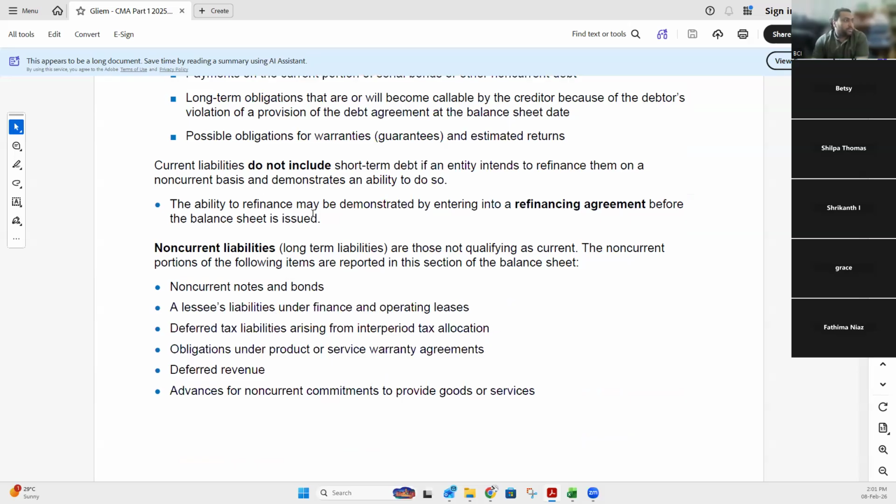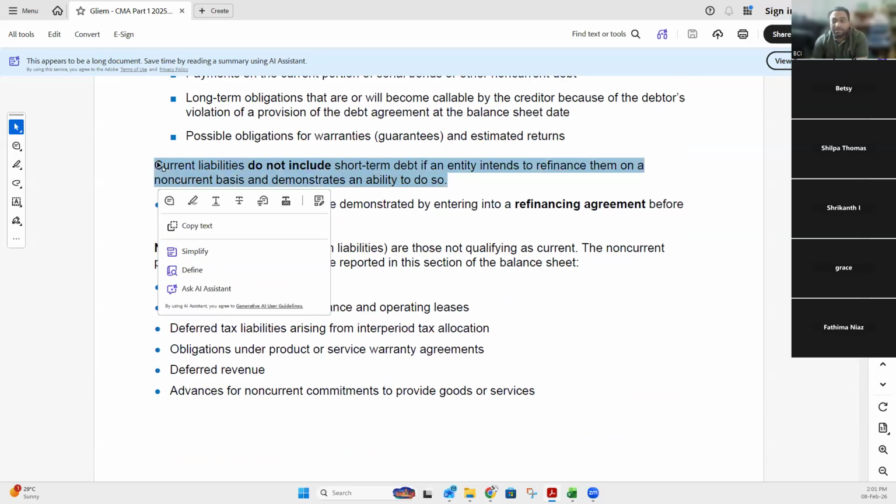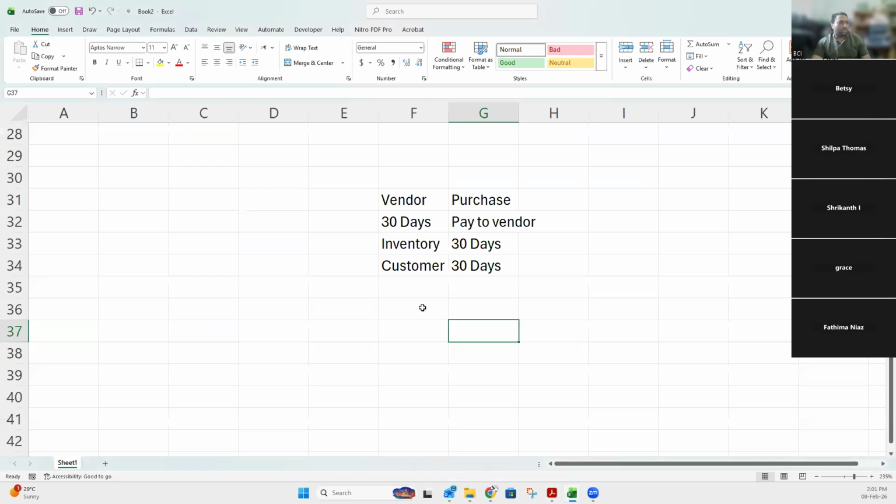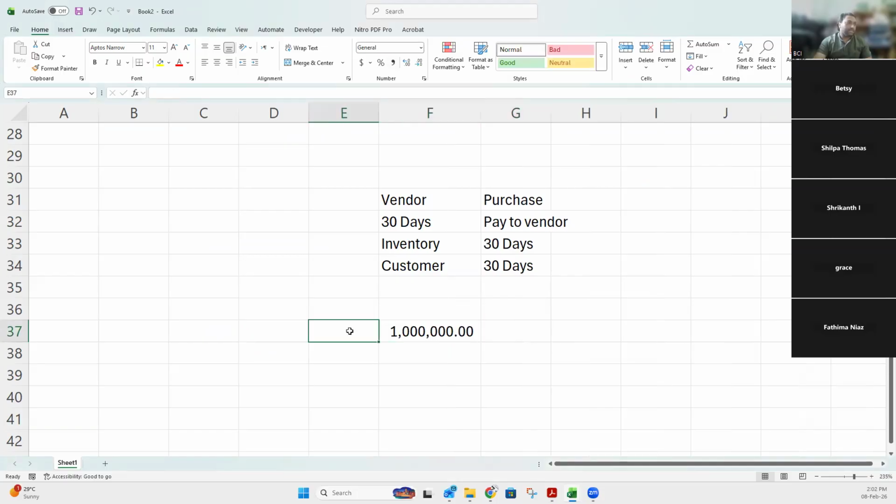Now, this is one thing where, for example, on 31st December, you had an accounts payable which you have to pay, like $1 million. This is a payable you have, but this is a current liability. But after December 31st, on January 15th or 20th, your management has discussed with the bank to refinance only this vendor. This is a big vendor. You don't have enough money to pay them, so you are going to take a term loan. You're going to take a 3-year loan or 2-year loan to pay.